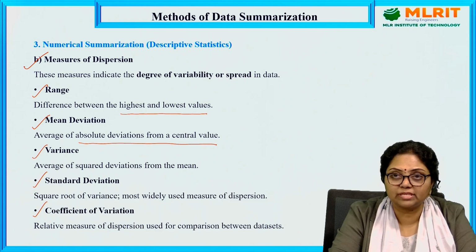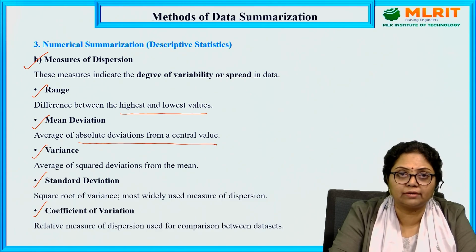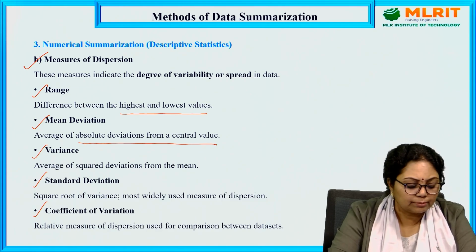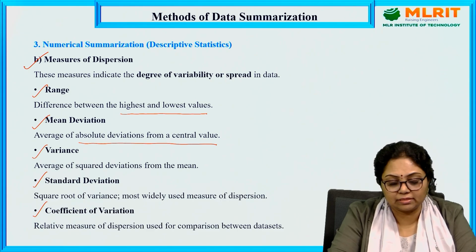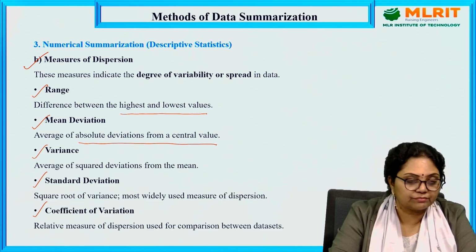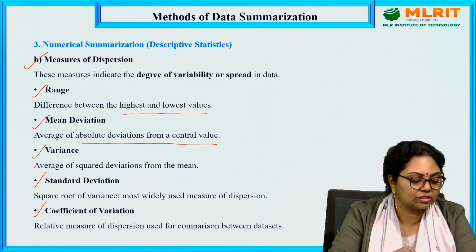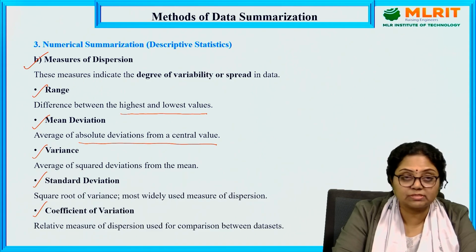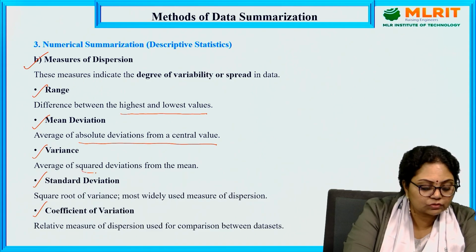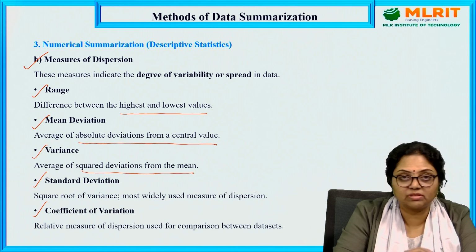We are going to explore all these formulae and also execute these things in Excel in the forthcoming sessions. But as of now, let us have general information about these. So variance describes the average of squared deviations from the mean.